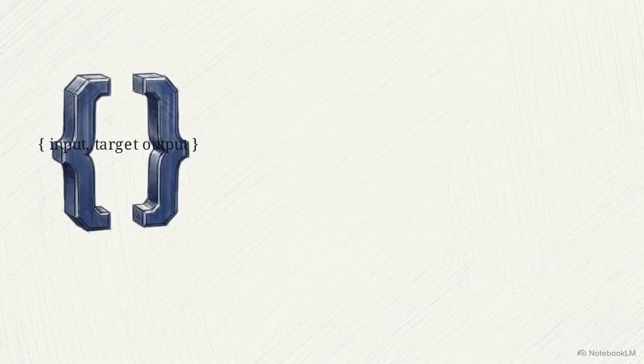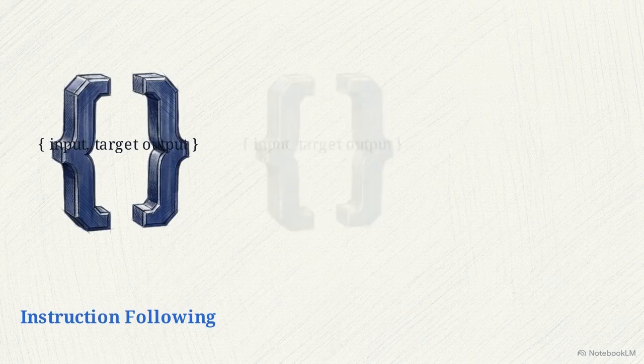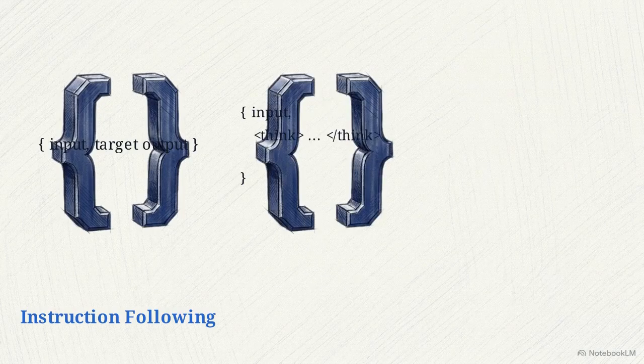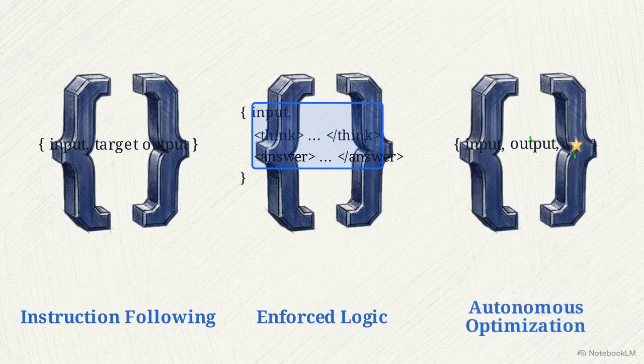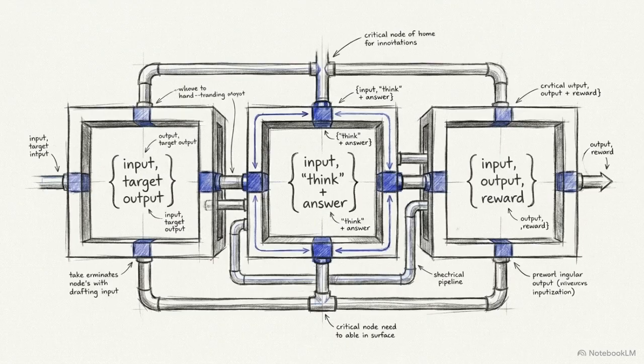We can see this evolution clearly when we look at the 3 architectural schemas side by side. The static pair yields basic instruction following. The syntactically bound pair produces enforced logic, and the reward tuple drives autonomous optimization. The final capability of any post-trained model is a direct reflection of these specific structural topologies.